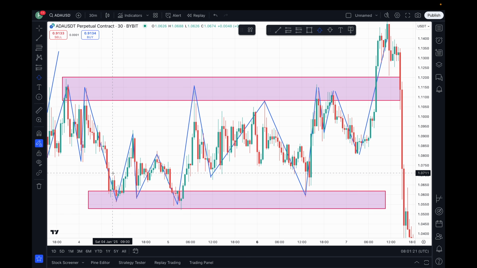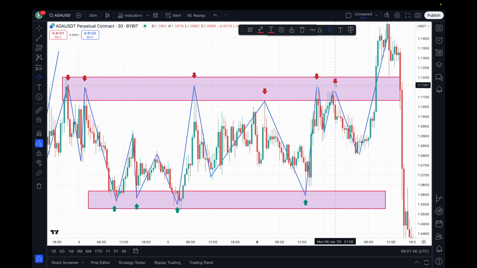So where do we have the multiple rejections? On the support side, you can see we have one rejection right here. We have another rejection right here. We have another rejection right here. And we have another rejection right here. We have 4 rejections right there. Now for the resistance, we also have rejections right here, right here, right here, here. So you can see we have 1, 2, 3, 4, 5, 6 rejections on the resistance. And then we have 1, 2, 3, 4 rejections on the support area.